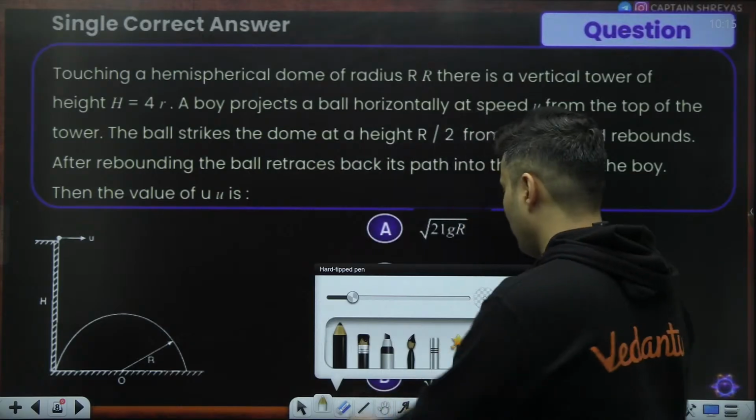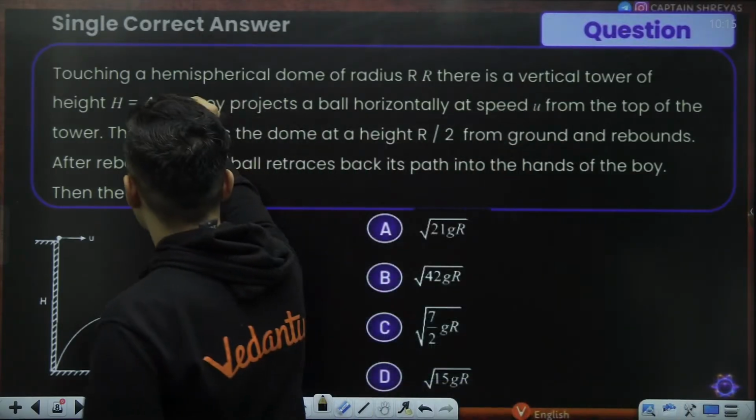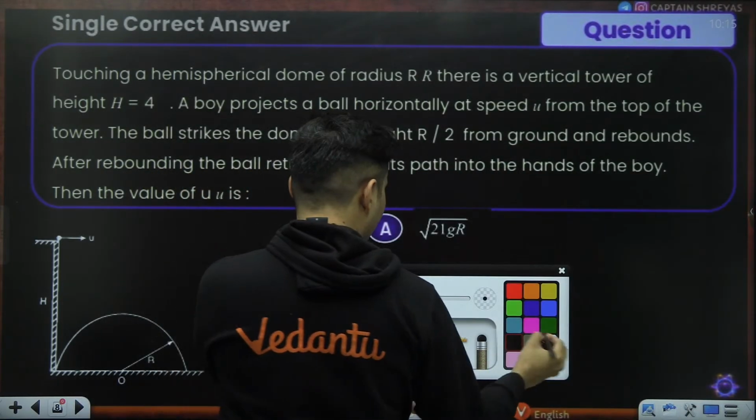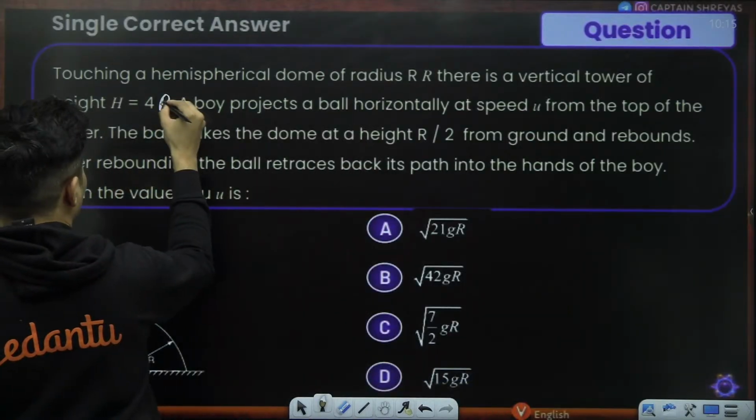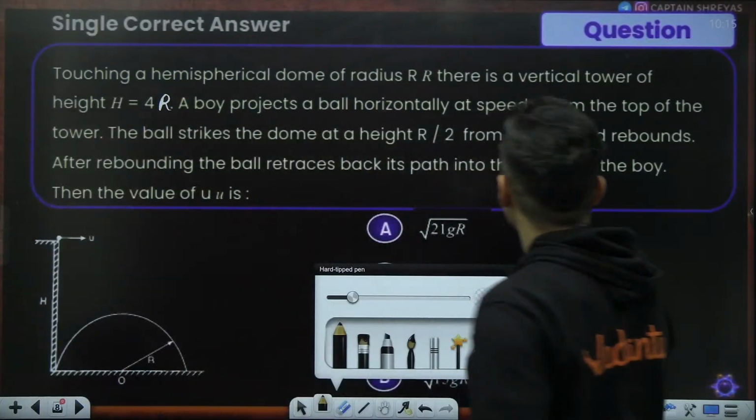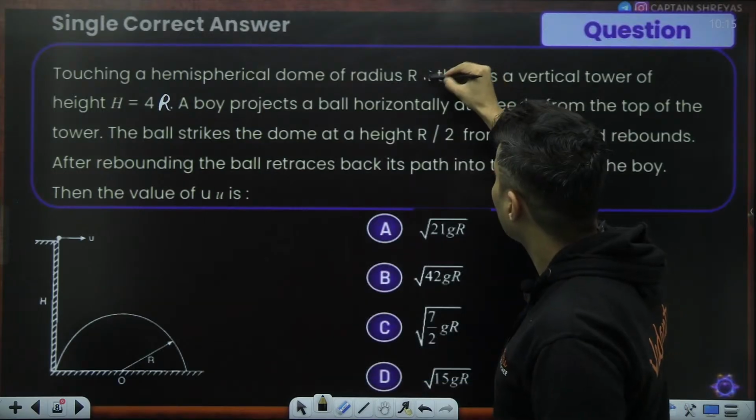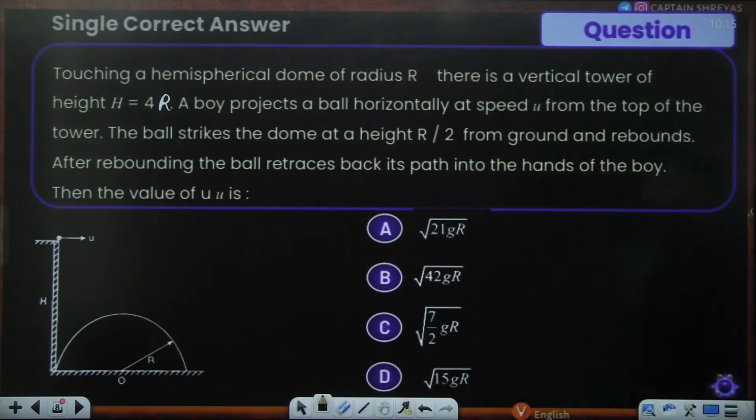I think there is some printing mistake. Instead of small r, it should have been capital R. Yeah, this should have been capital R. And here also, I think this should not be there. Okay, now it sounds good.